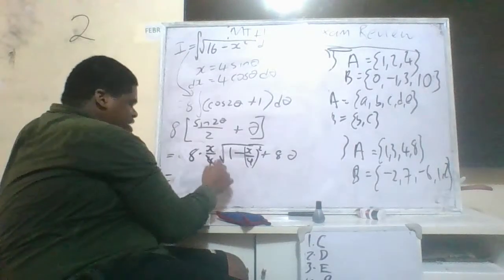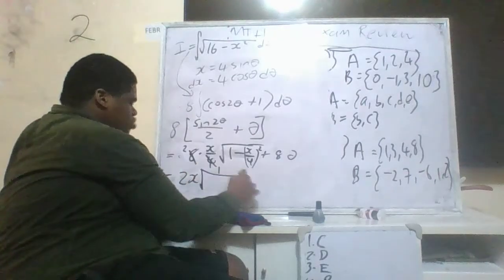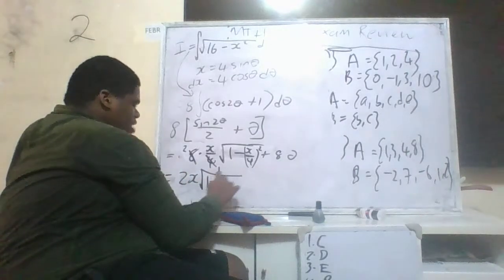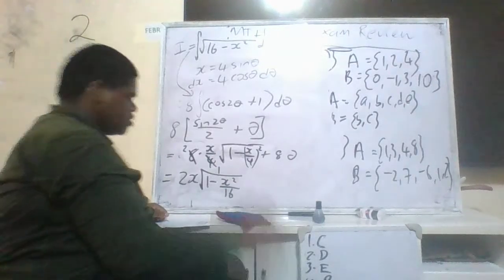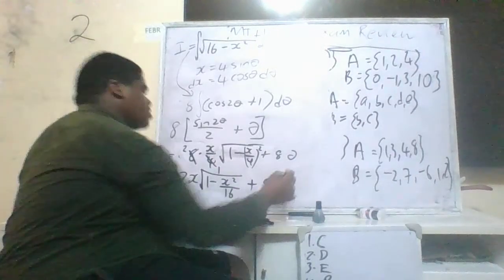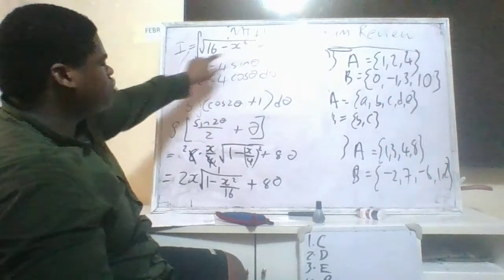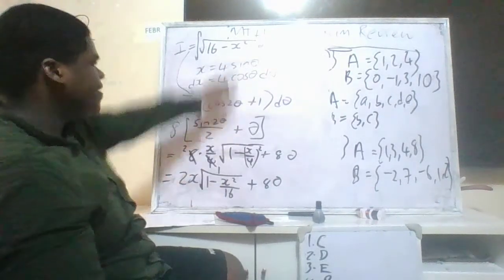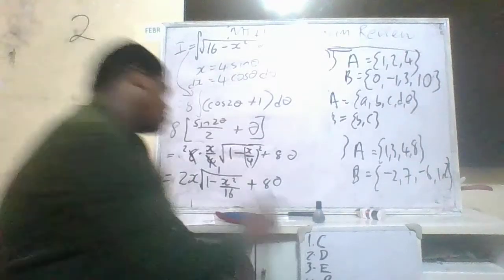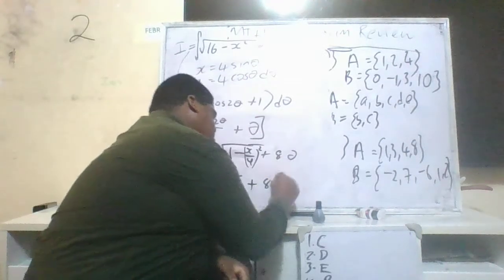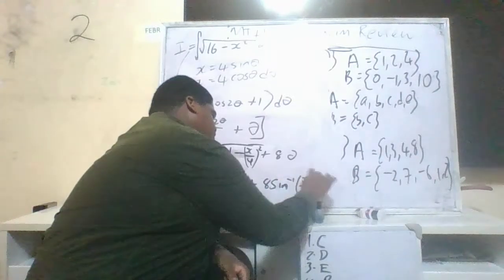This is going to equal 4 here, 1, 4 here, 2, going to equal 2x times the square root of 1 minus x squared over 16 plus 8 theta. Now what is theta? Since x is equal to 4 sine theta, x over 4 is going to equal sine theta, which we have already shown here. That means theta is going to equal the sine inverse of x over 4. So in place of theta here, we're going to write the sine inverse of x over 4.